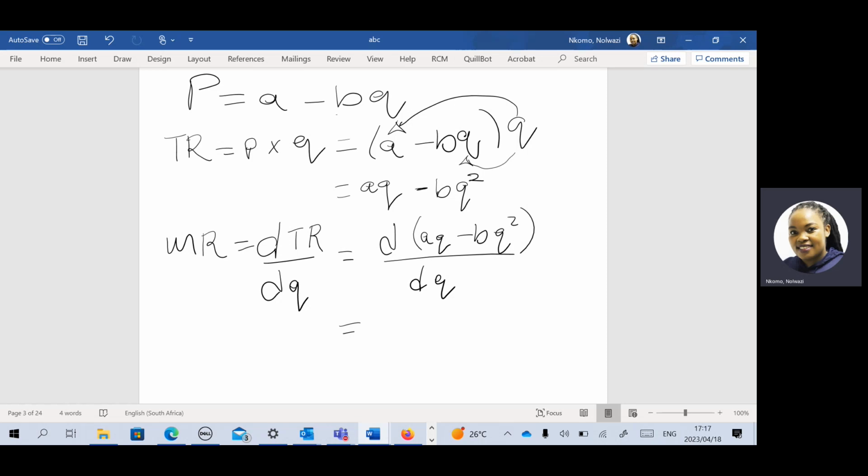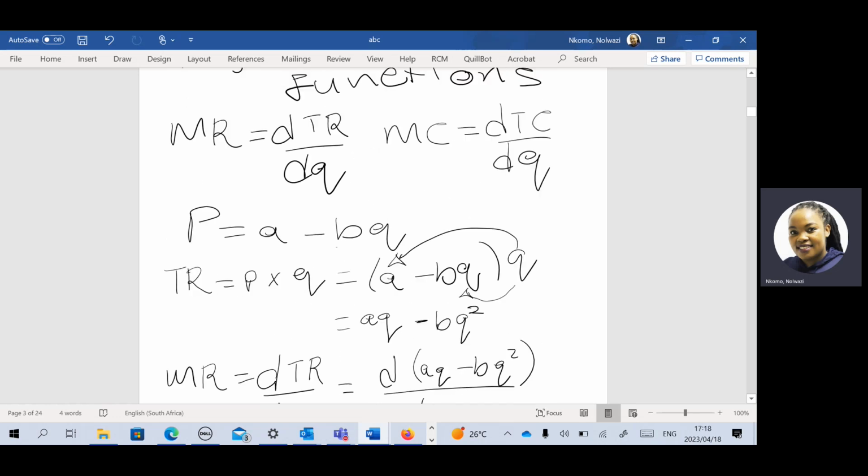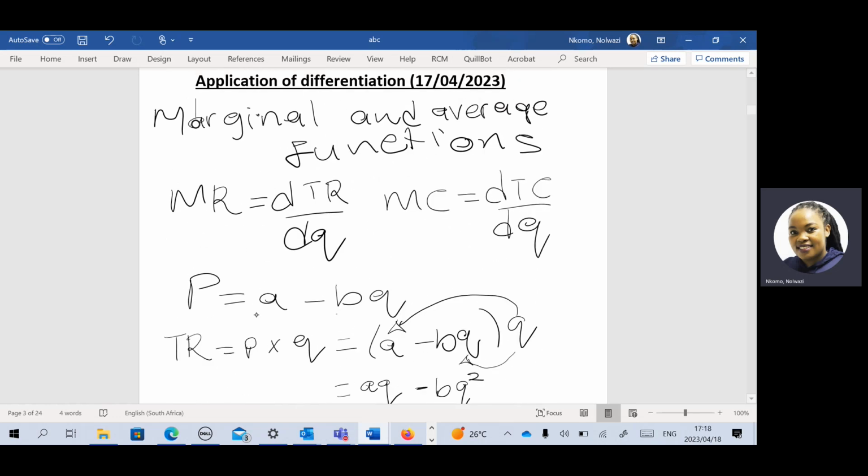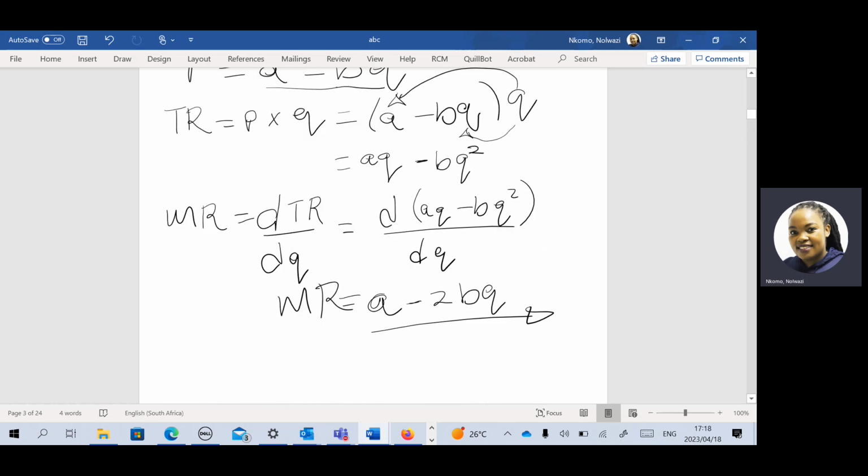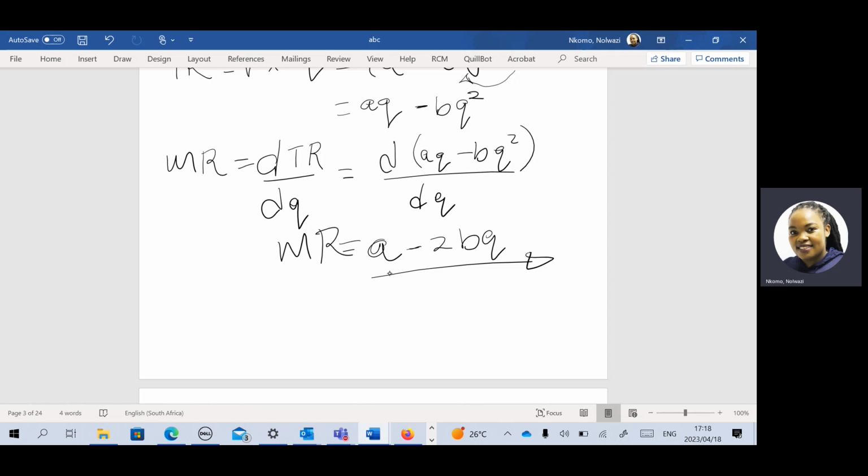If we differentiate AQ, we get A. And if we differentiate minus BQ squared, we get minus 2BQ. Then this is our marginal revenue if you are given a demand function like this one. This is what you should obtain as your marginal revenue: A minus 2BQ. Okay, let's do an example.